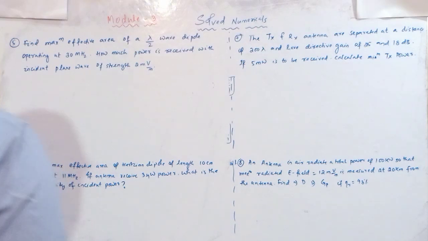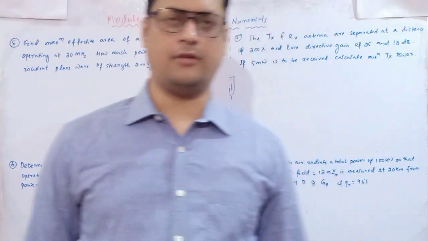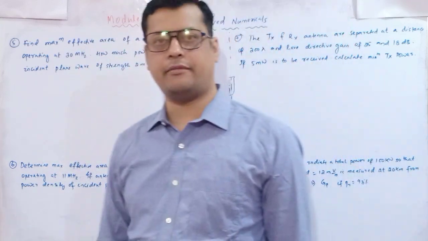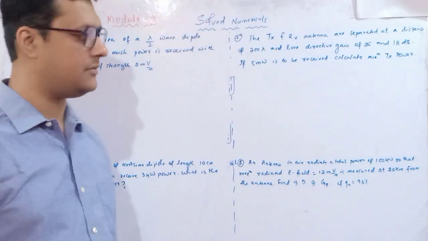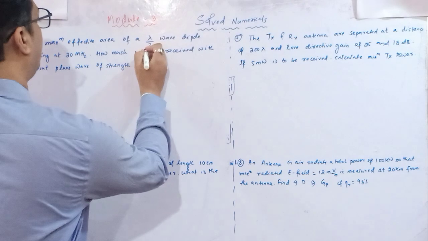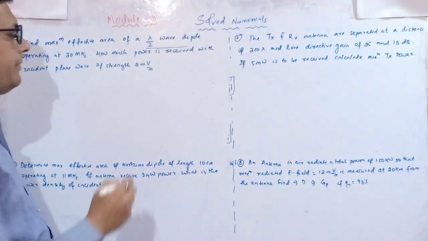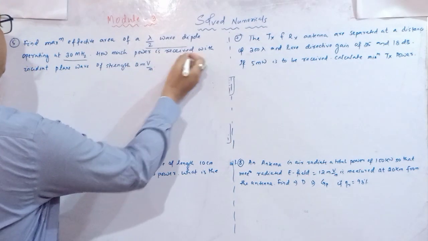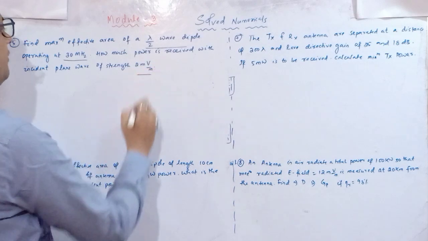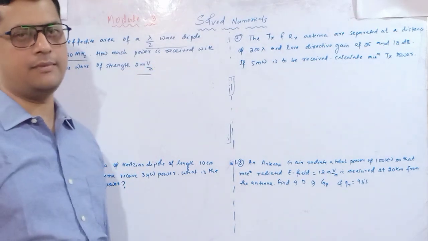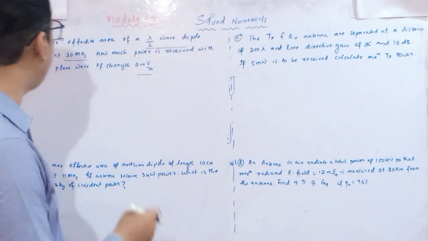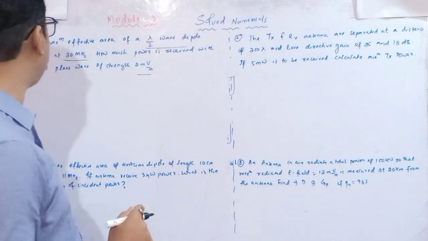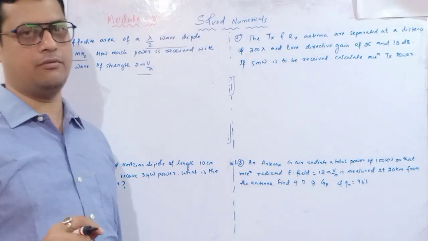Okay. So these are 4 more numericals which we are going to solve now. So here I have written, find maximum effective area. Here we have to identify the effective area, A suffix E maximum, for a half wave dipole antenna which is operating at a frequency of 30 megahertz. And how much power is received with an incident plane wave of a strength of 2 millivolt per meter. Means electric field strength is given. Here we have to determine the effective area as well as the power received, PR.